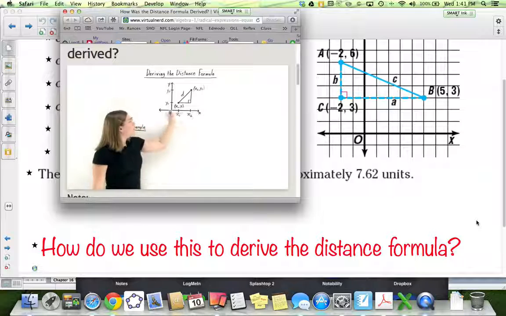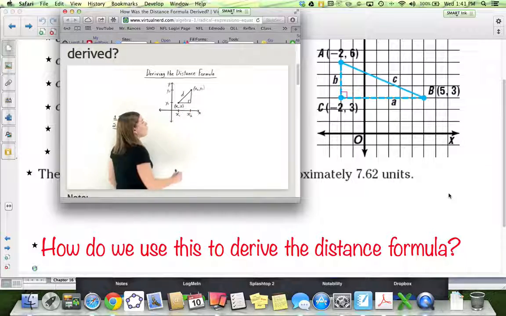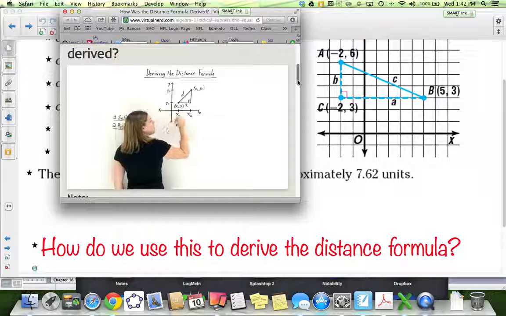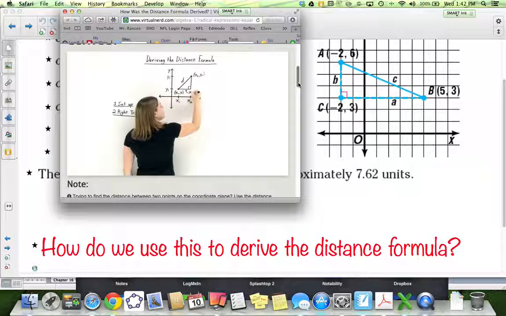To do that, take a look at this side. We need to find the distance between these 2 points. So, in order to find the length of that side, or the distance between those 2 points, we simply need to find the difference between the x-coordinates.